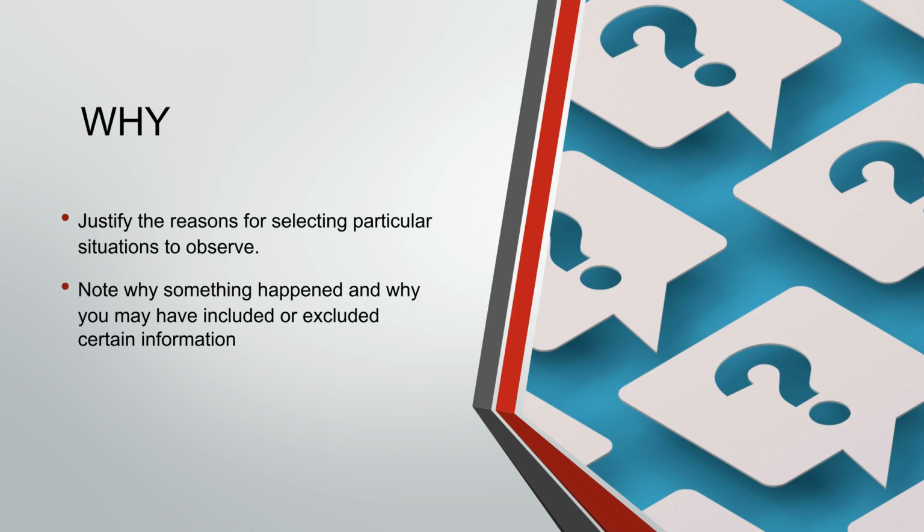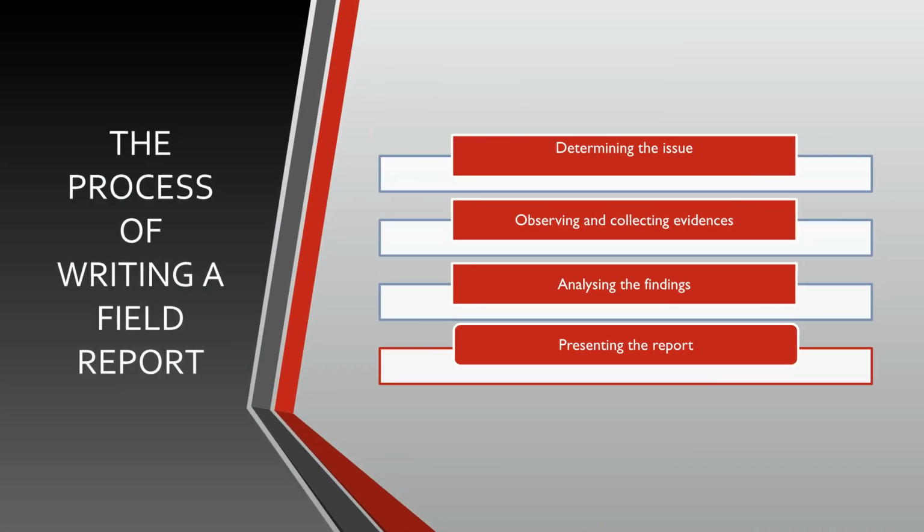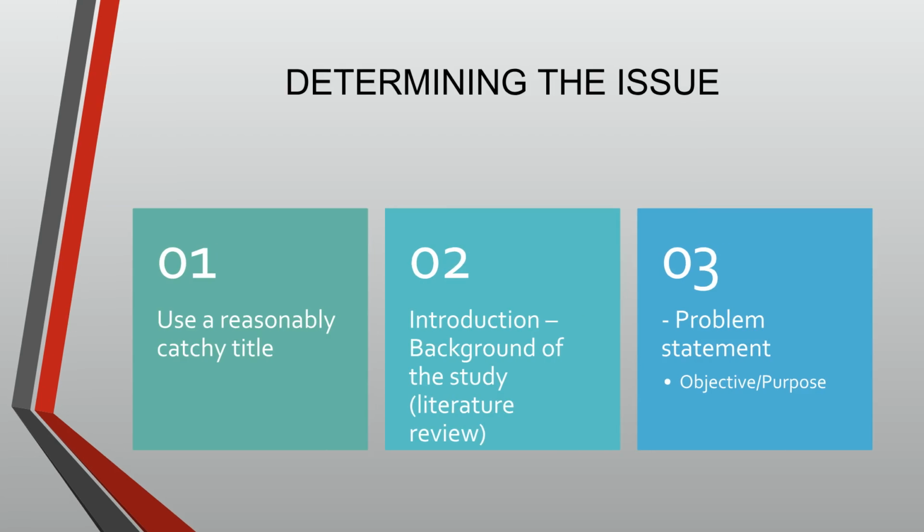The process of writing a field report involves determining the issue, observing and collecting evidence, analyzing the findings, and presenting the report. Determining the issue involves using a catchy title, establishing the background through a literature review, and clearly defining the problem statement and objective or purpose.